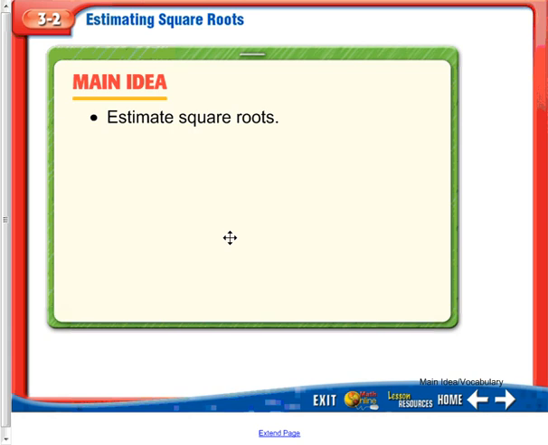In lesson 3-2, we'll be estimating square roots. So again, we're going to be thinking about square roots and those perfect squares: 4, 9, 16, 25, 36, 49. Those are our perfect squares again, and we know that if we were to take the square root of these numbers, we will get whole numbers for answers.